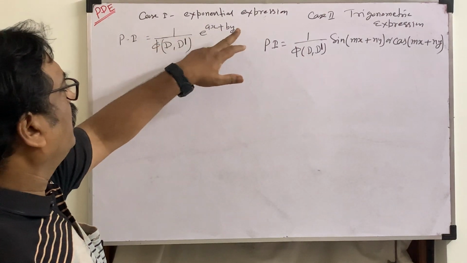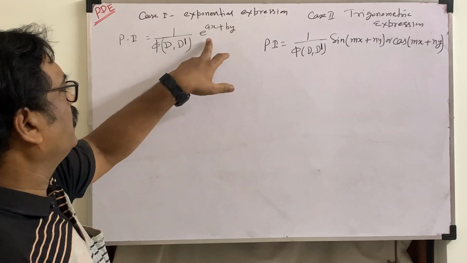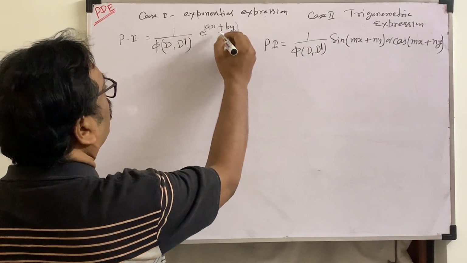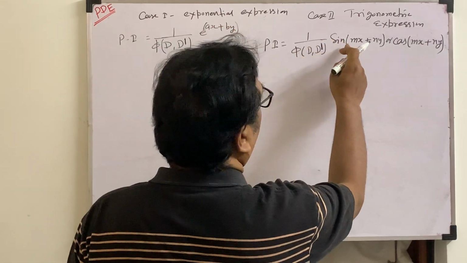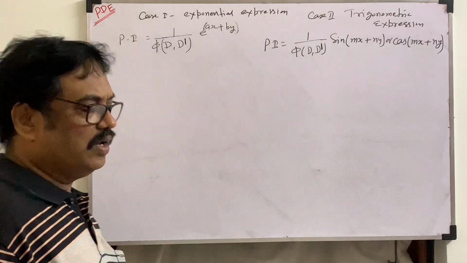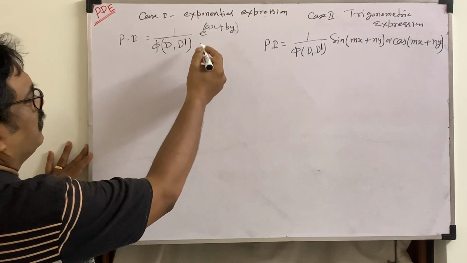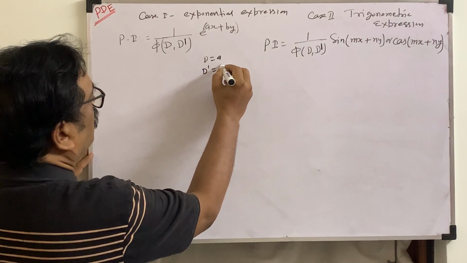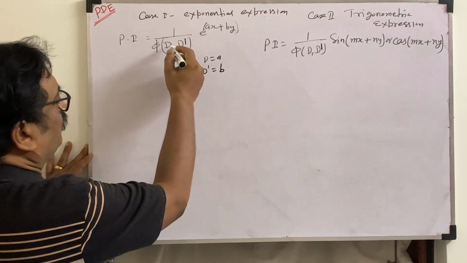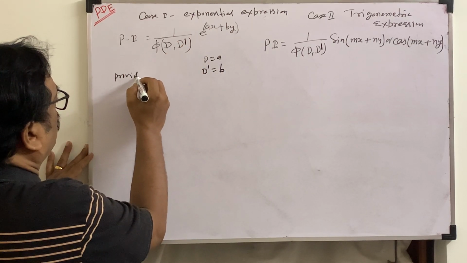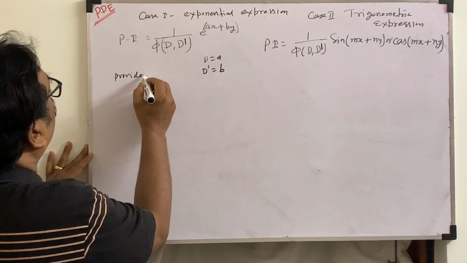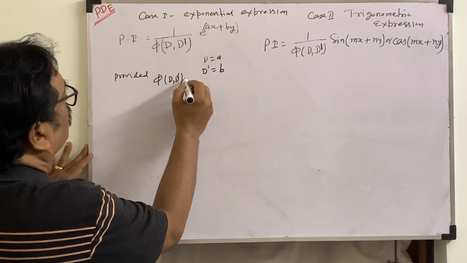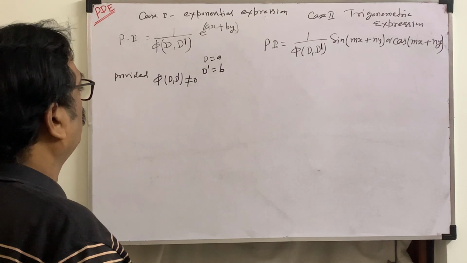What is case 1? The RHS will be an exponential expression like e to the power ax plus by. Trigonometry will be there too, sin mx plus ny or cos mx plus ny. What will be the PI for this? This we already discussed, but listen again. Here we substitute D equal to a, D dash equal to b, provided phi(D, D dash) should not equal 0. Should not equal 0.